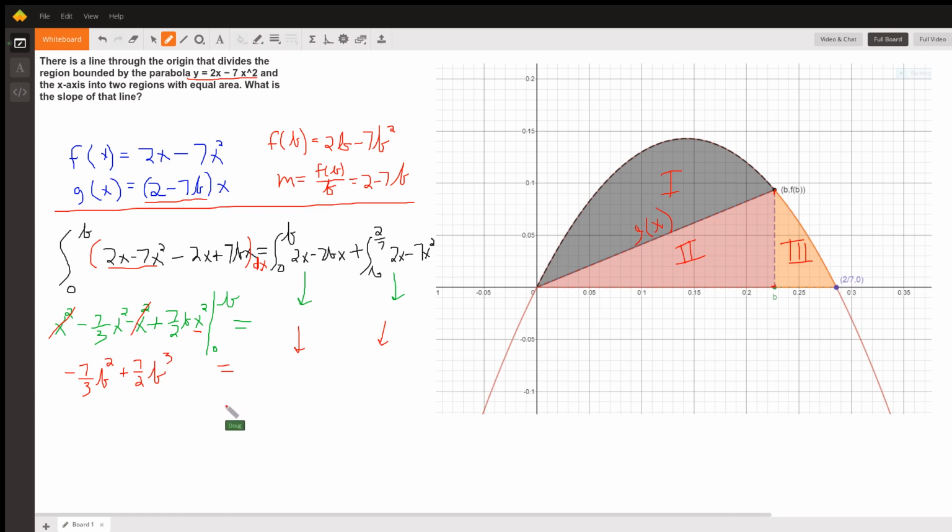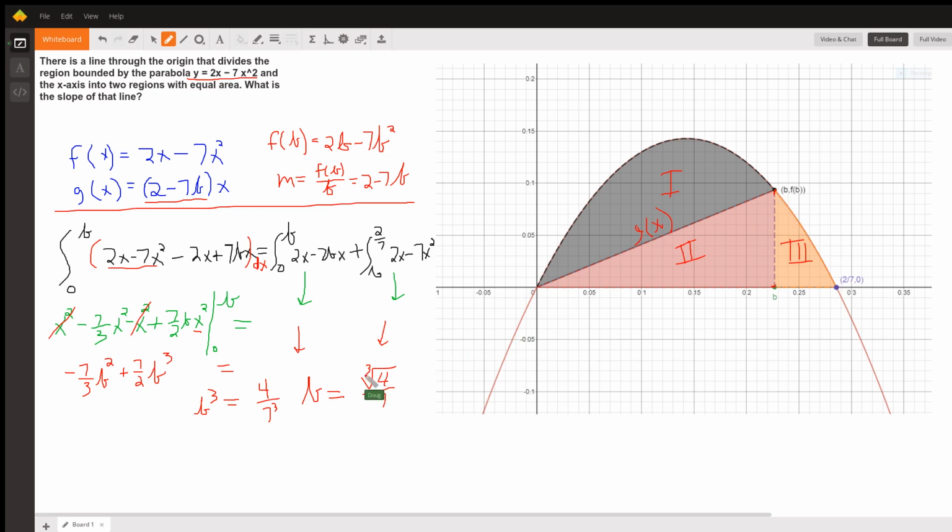Solve for b. I ended up getting something like b cubed equals 4 over 7 cubed. So b equals the cube root of 4 over 7, and you can verify that. Now, that's not the answer to the question.